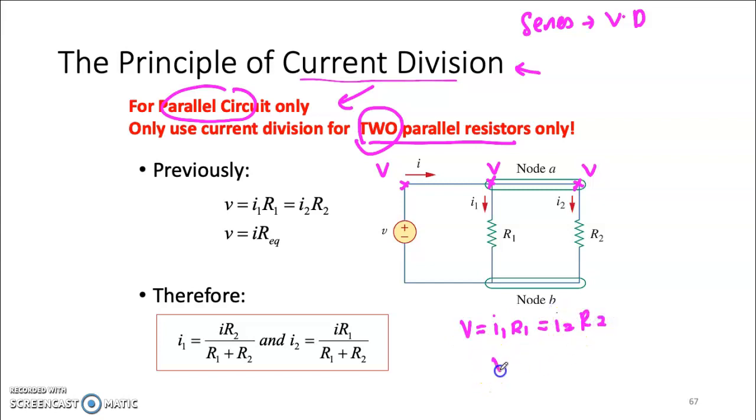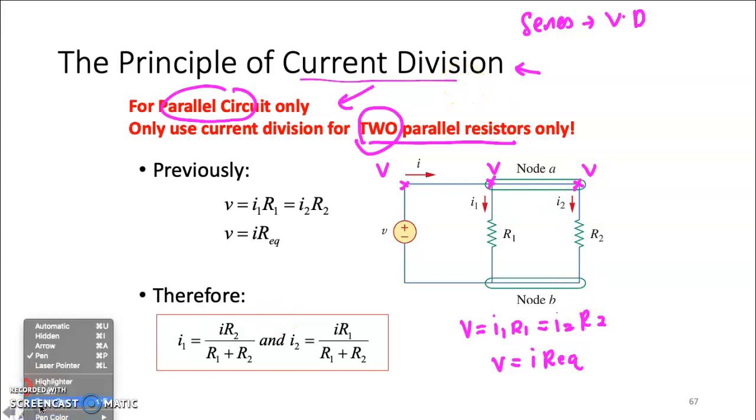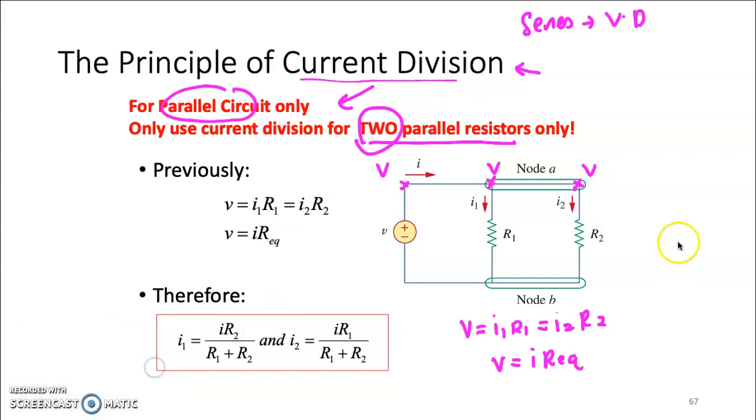So you know V is equal to I R equivalent. Okay. So in your current division, your aim now is to find current. That's why the name is current, right? So we want to know, this is our aim. You want to know the value of I1 and I2. Remember just now in series, you want to know what is the value of V1 and V2, right? Same here. I1 is equal to what?